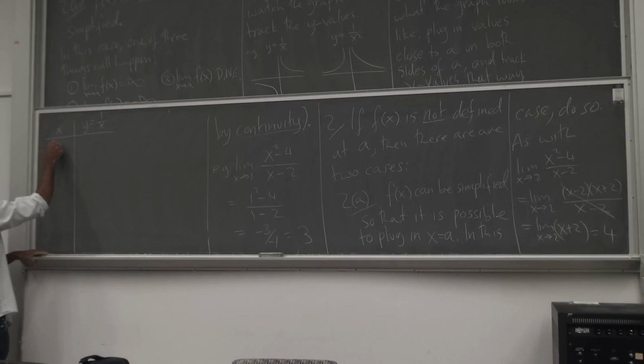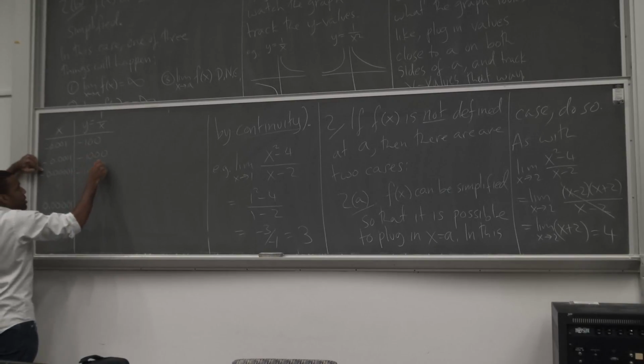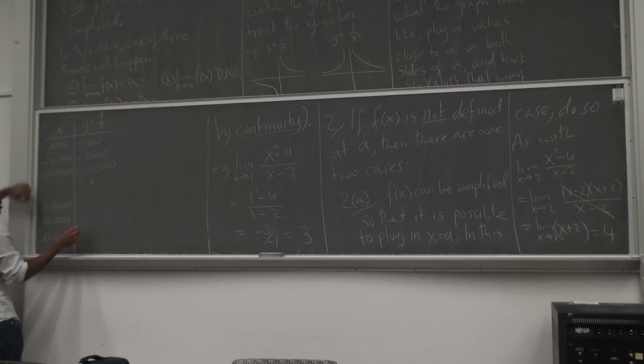minus 0.001, minus 0.0001, minus 0.00001, and from the other side I can plug in 0.001, 0.0001, 0.00001, and so on and so forth. Now if I'm over here, you'll notice I'll start to get answers like minus 100, minus 1,000, minus 10,000, right? And then over here, you'll notice that these guys are just approaching negative infinity.